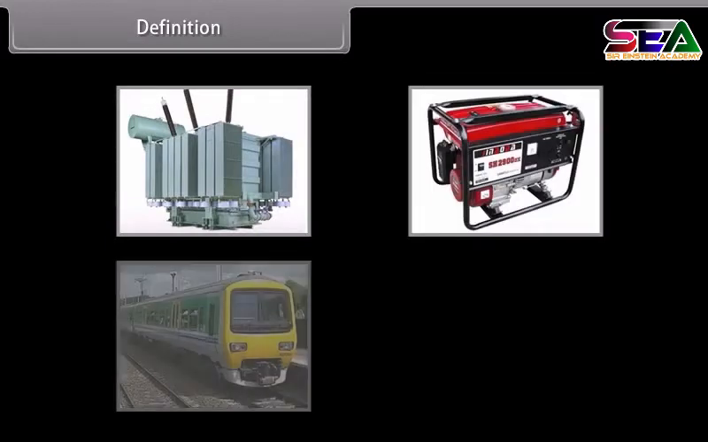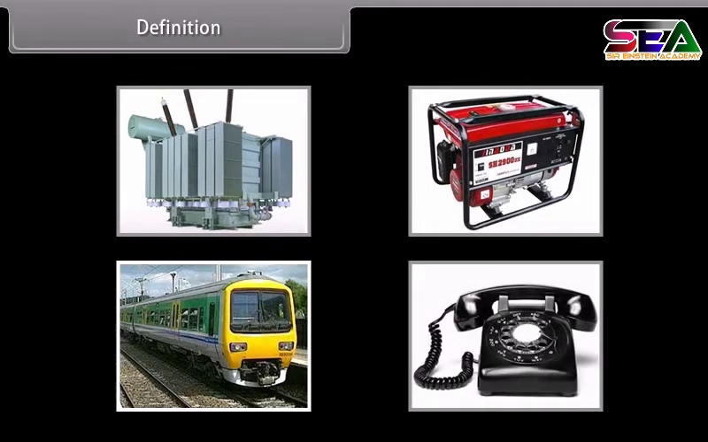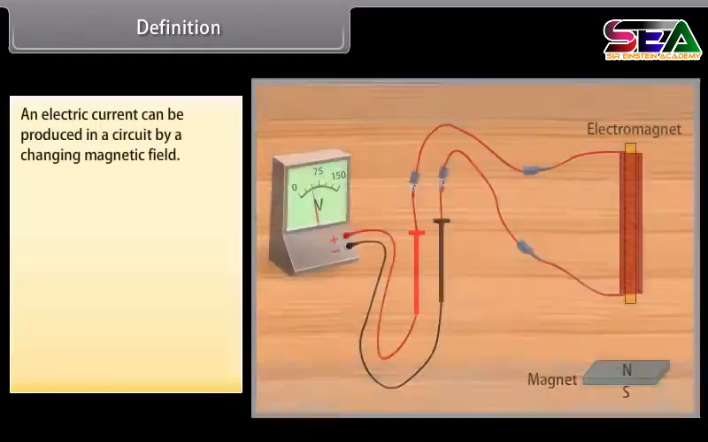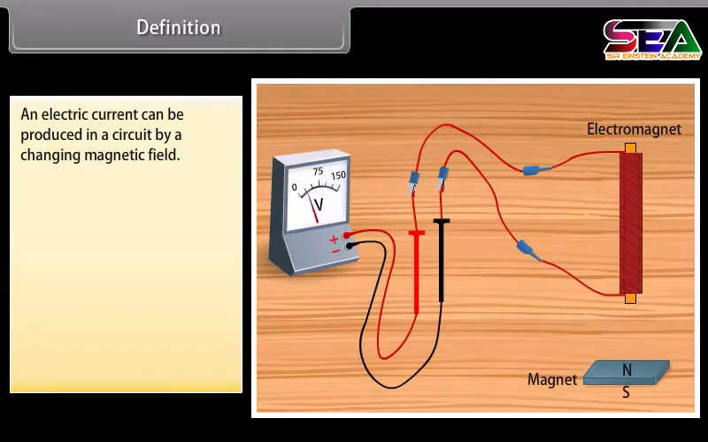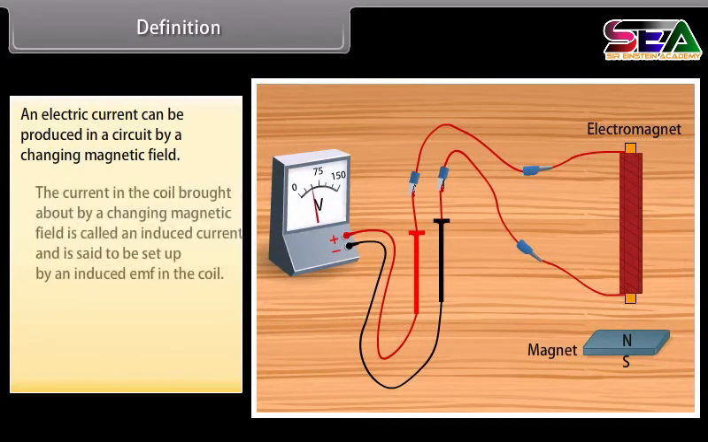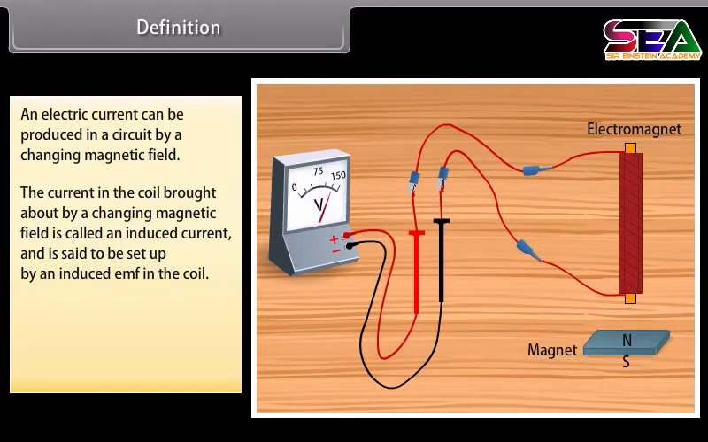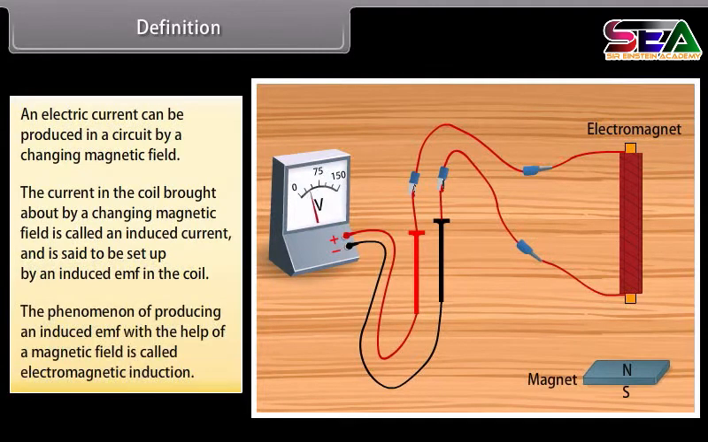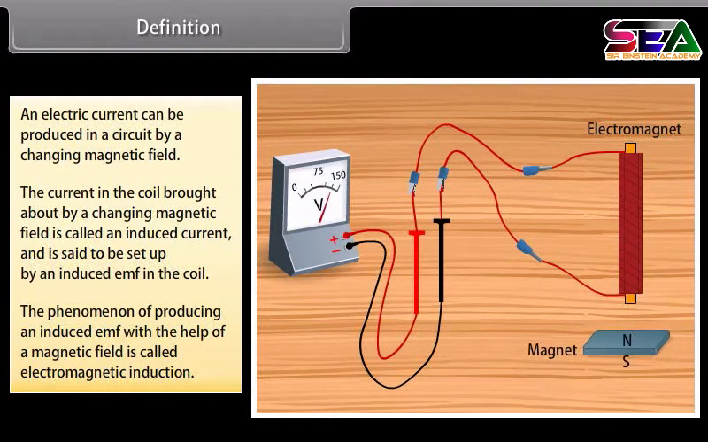Definition. In our everyday life, electromagnetic induction plays a vital role. Transformer, generator, train, and telephone are some examples which work on the principle of electromagnetic induction. An electric current can be produced in a circuit by a changing magnetic field. The current in the coil brought about by a changing magnetic field is called an induced current, and is said to be set up by an induced EMF in the coil. The phenomenon of producing an induced EMF with the help of a magnetic field is called electromagnetic induction.